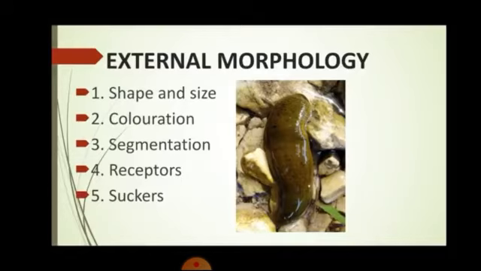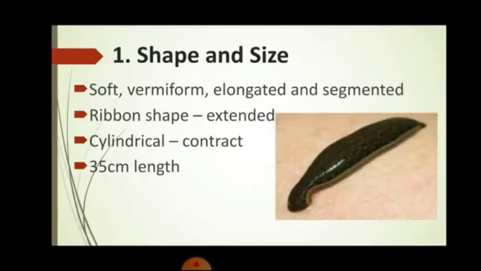Now we'll see the external morphology of leech. The external morphology includes shape and size, coloration, segmentation, receptors and suckers. Shape and size. The body of a leech is soft, vermiform, elongated and segmented. Vermiform means having the form of a worm. It will look like a worm, and it becomes ribbon shaped when extended and almost cylindrical when contracted. And leeches may grow to a length of 35 centimeters.